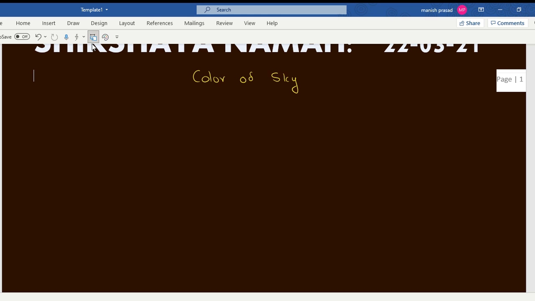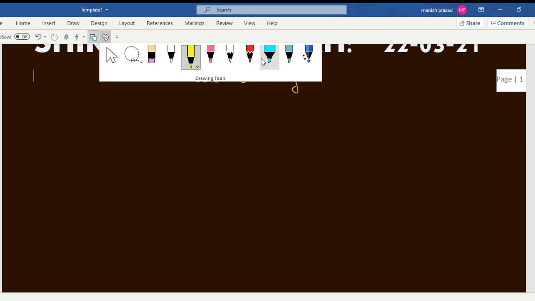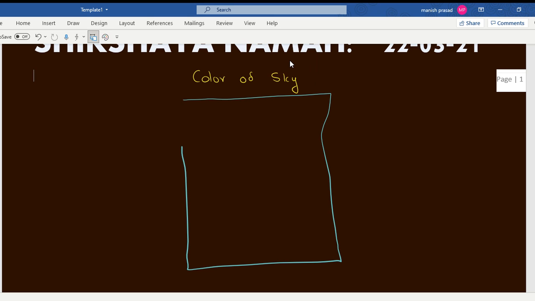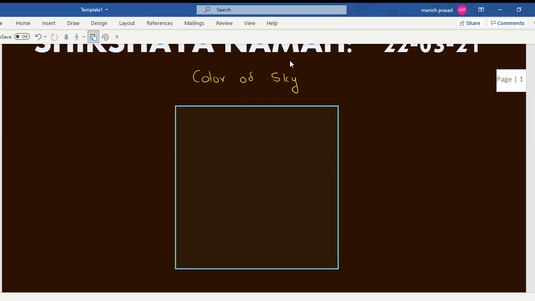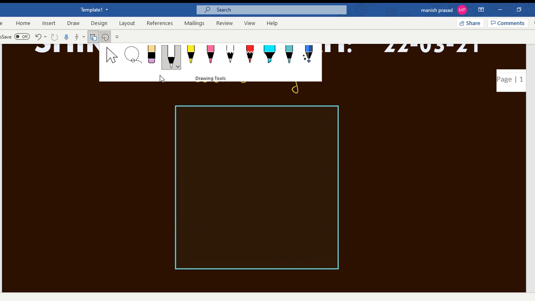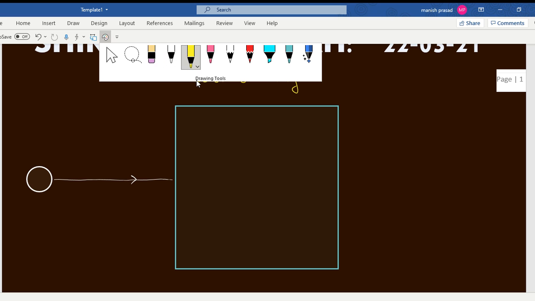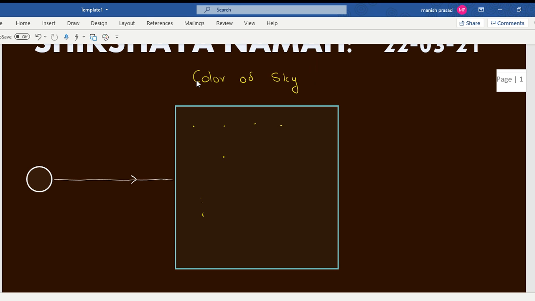Color of sky. Okay, in color of sky, when we look at the color of sky, what happens? Let's look at the first thing first. Let's say this blue one is the atmosphere, and your sun is out here. Now, when the rays of the sun are coming towards the atmosphere, what do we have in the atmosphere? We have dirt particles.